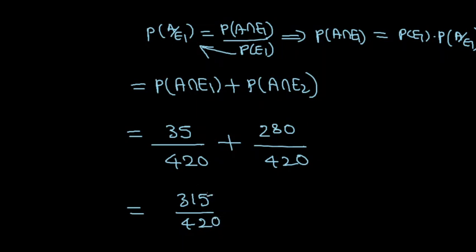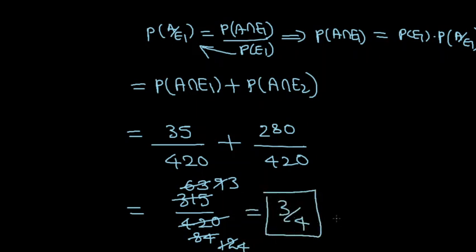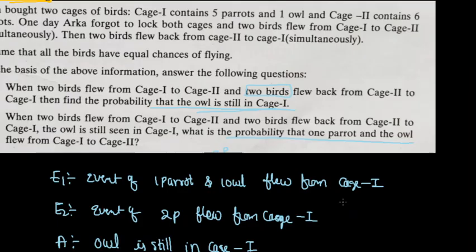So here 5 6s are 30, 5 3s are 15, 5 8s are 40, 5 4s are 20, and 7 9s are 63, 7 1s are 7, 7 2s are 14. Now this is the 3 table: 3 3s are 9, 3 4s are 12. So therefore this is 3 by 4. 3 by 4 is the probability. This is the solution for the given question. Next, we will see the second question.